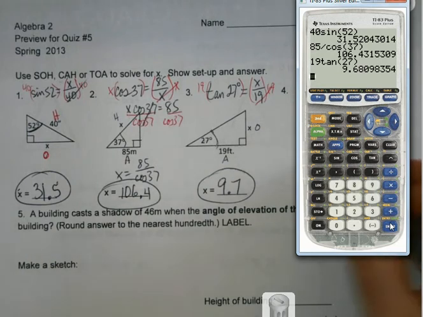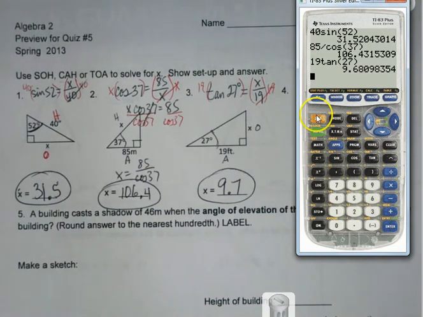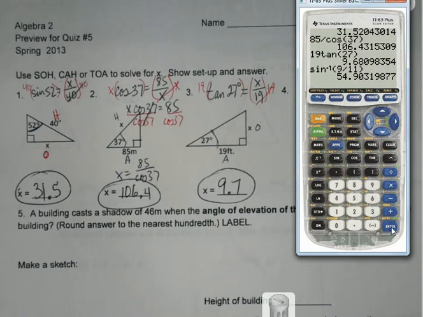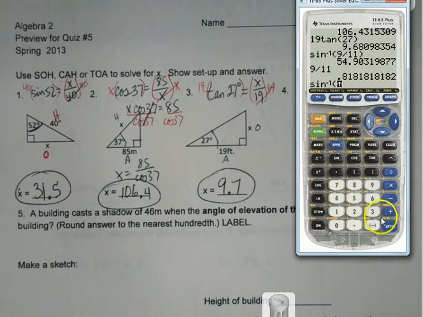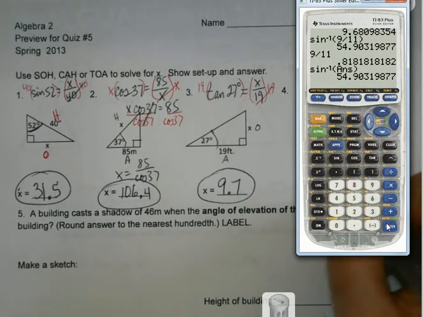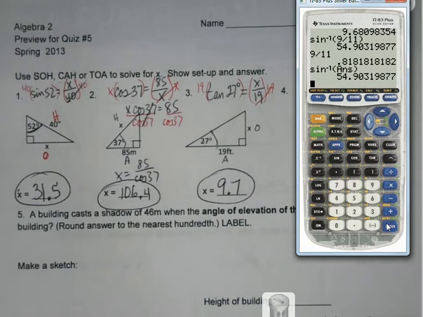and we have hypotenuse. But now I'm looking for the angle. Oh yeah, second sine, 9 divided by 11. Now some of you may say, well, what if I did 9 divided by 11 and then did sine of that? Would that work the same way? Because I'm used to doing it that way. And the answer is yes, it would. So 54.9 degrees.